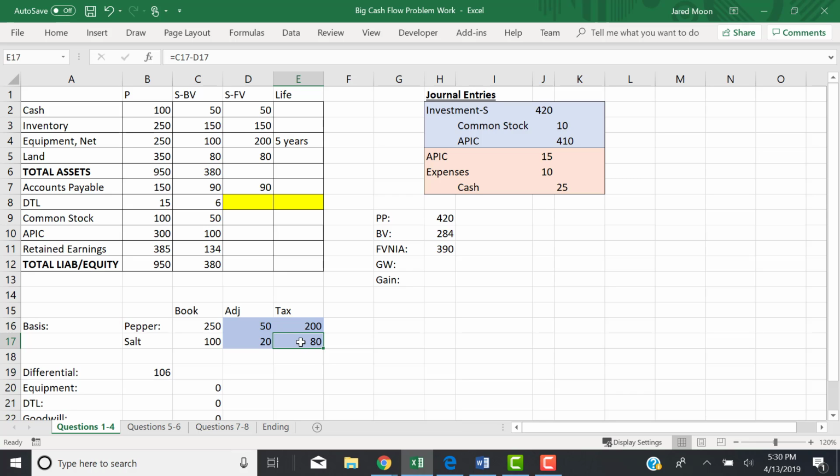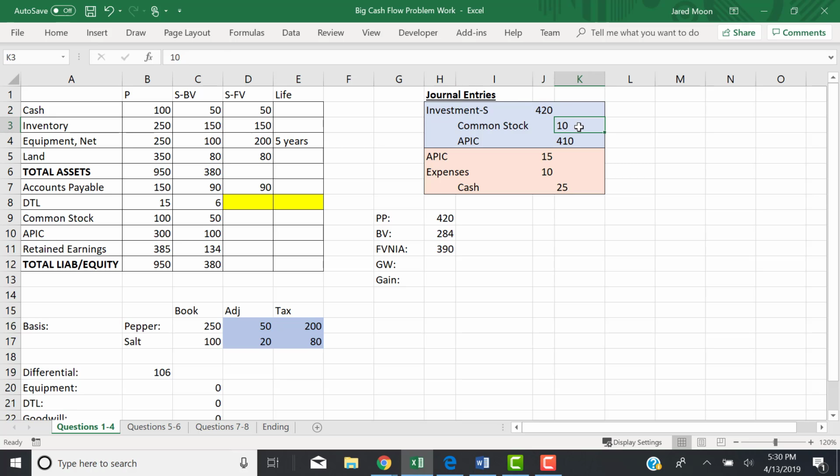Now, flipping the page, we're going to do the journal entries. So number 3 says, what are the journal entries that Pepper will record as a result of the acquisition? I have those typed out right over here, and we're going to walk through what they are. You have an investment in S for 420. How do you know that? Well, it says that they acquired 100%, issuing 10 shares for $42 market value. So 10 times 42 is 420.